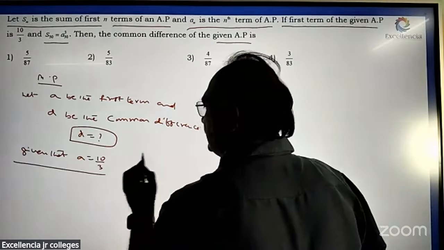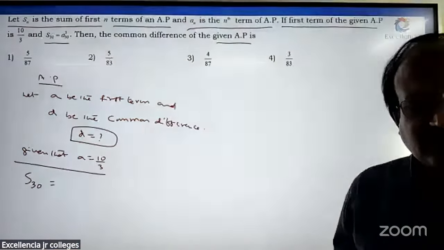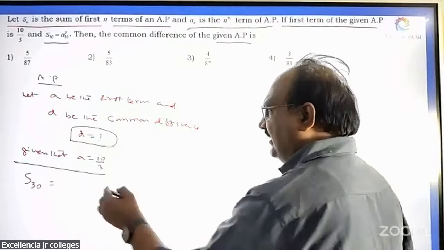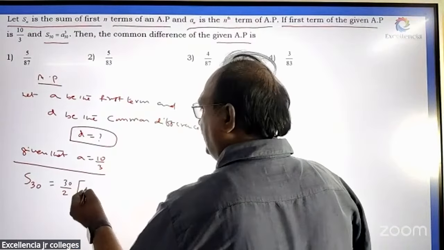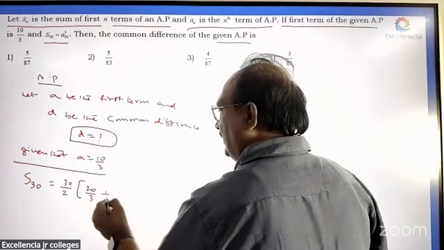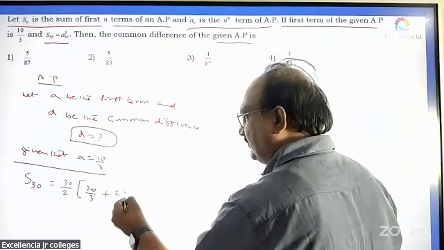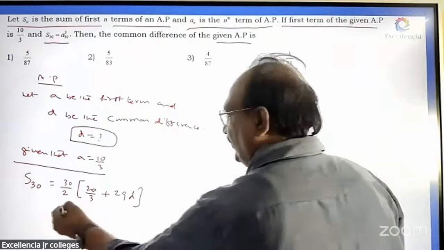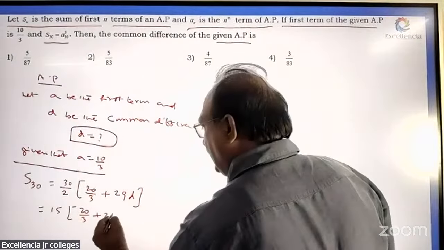What is S30? Separately, let me find it. The Sn formula is n by 2 into 2a plus n minus 1 into d. Here n is 30, so 30 by 2 into 2a, where 2a is 20 by 3, plus n minus 1, that is 30 minus 1, 29d. This is 15 into 20 by 3 plus 29d.